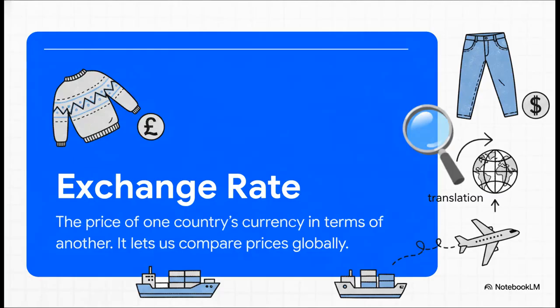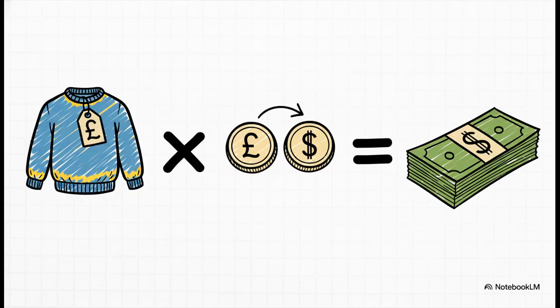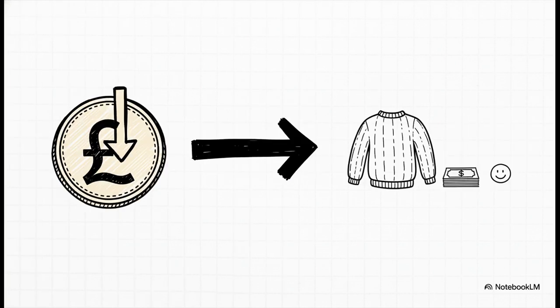An exchange rate is, pretty simply, the price of one currency in terms of another. You can think of it as the universal translator for money. It's what lets us compare the cost of, say, a sweater in London to a pair of jeans in New York. Without it, global trade just wouldn't work. For example, let's say you see a sweater in London and it costs £50. If the exchange rate is $1.50 per pound, you just do the math, and that sweater cost you 75 US dollars. Easy enough, right? But here's the thing.